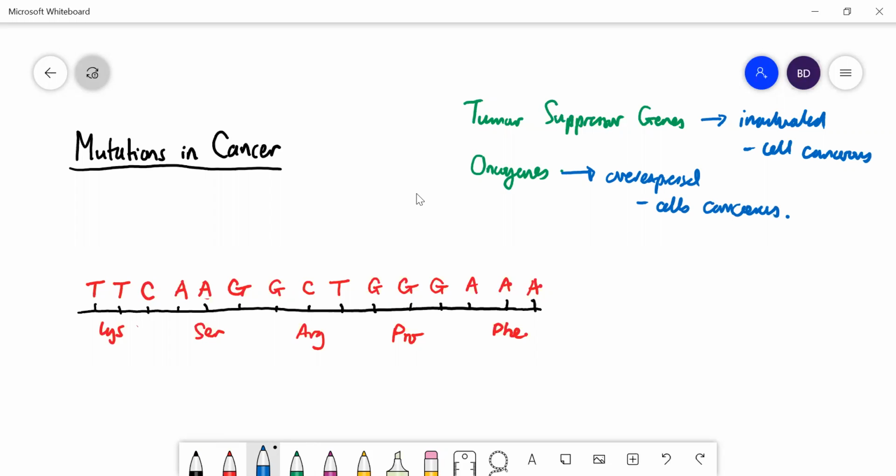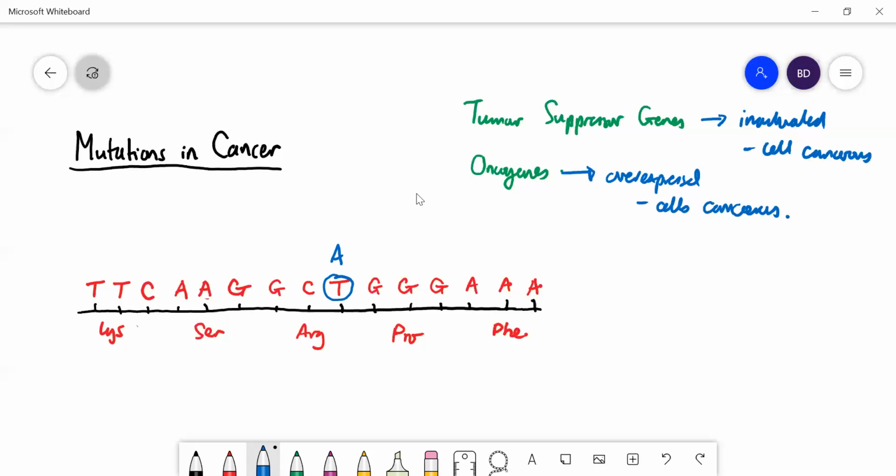So let's have a look at how some of those mutations might occur. Right, so we know that the base sequence obviously codes for the amino acid sequence in the protein. And let's think about a mutation in a coding region. Let's say this T here, because very often it's the last one, it doesn't make any difference. So that becomes an A. Well, that won't make any difference at all, because remember the genetic code, we say it's degenerate.